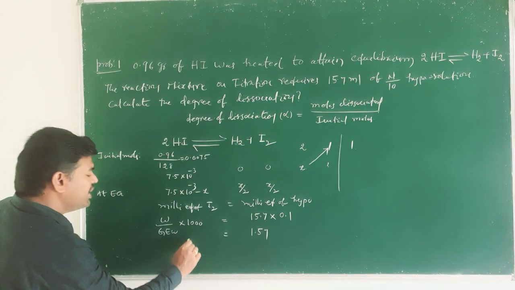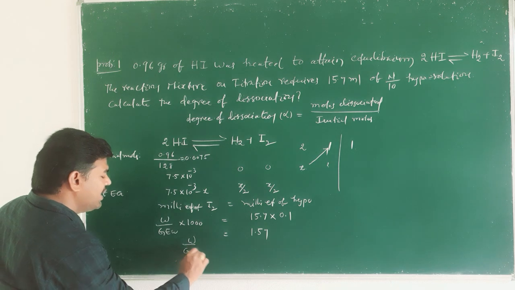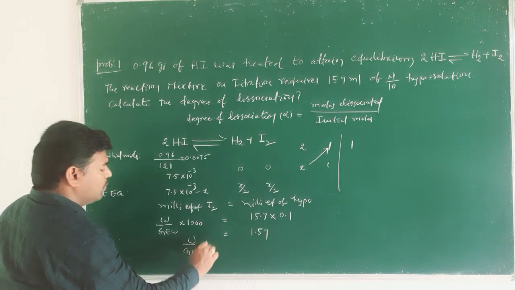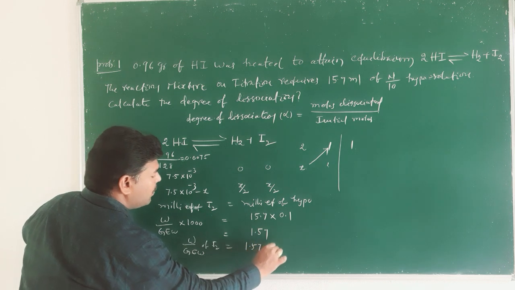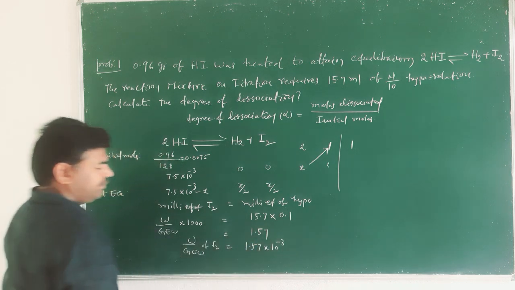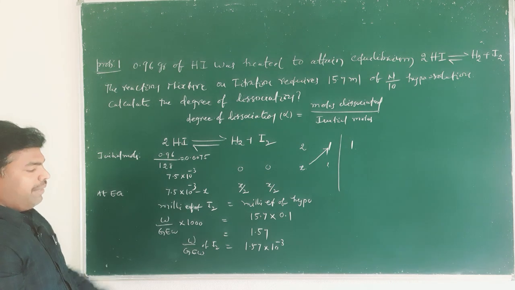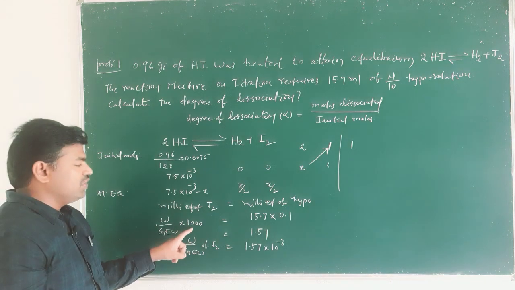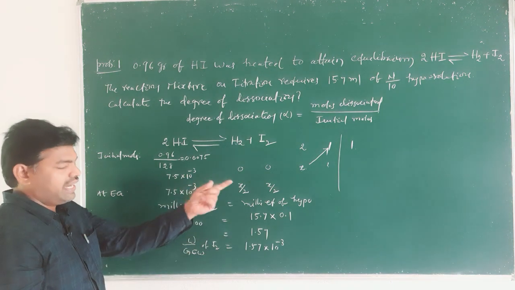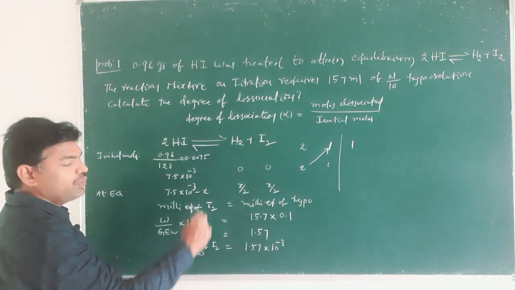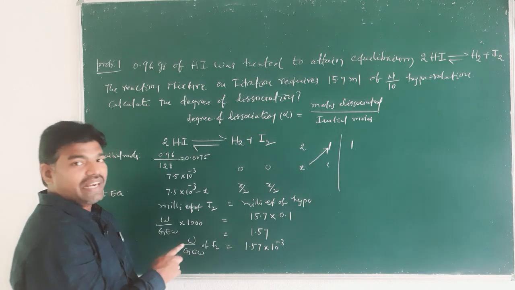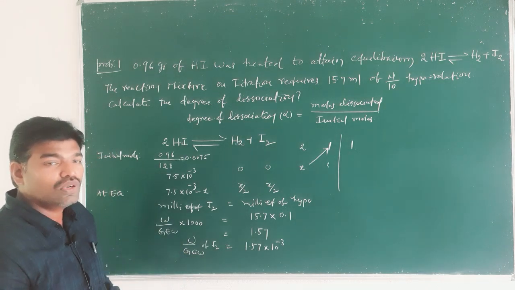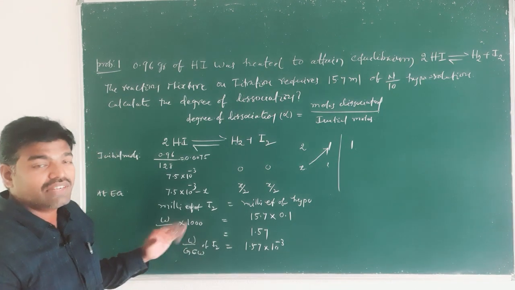So weight by gram equivalent weight of I2 is equal to 1.57 into 10 power minus 3. Okay, 10 power minus 3, we are taking 1000 to the right side, 1.57 into 10 power minus 3. So moles of I2 formed at equilibrium, how can we calculate the moles of iodine formed at equilibrium?